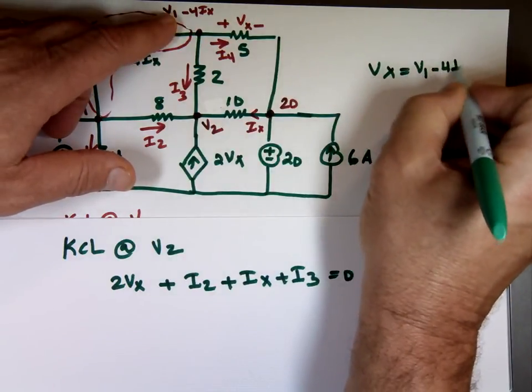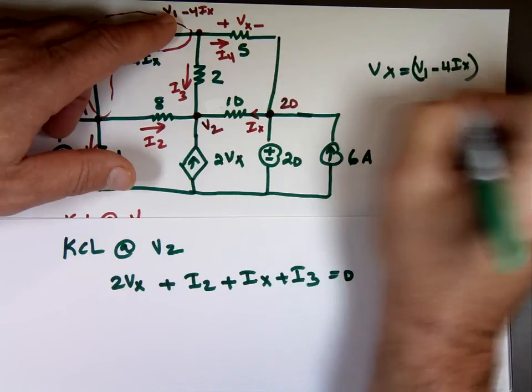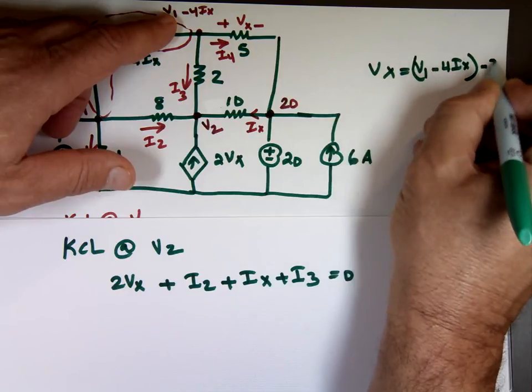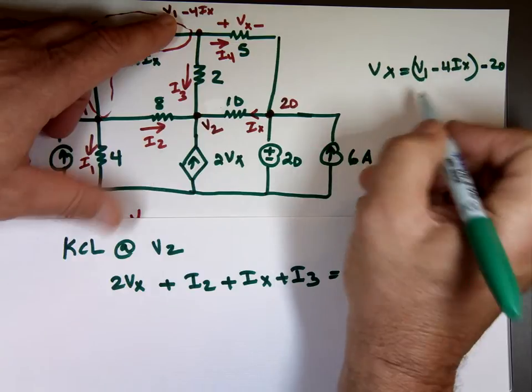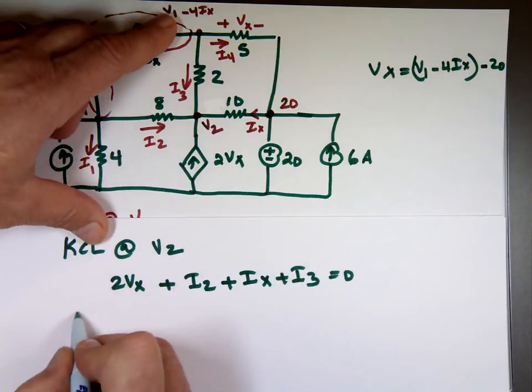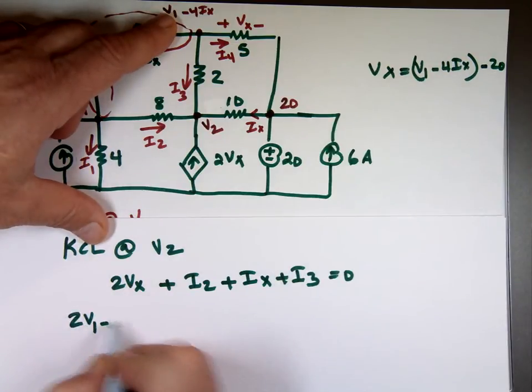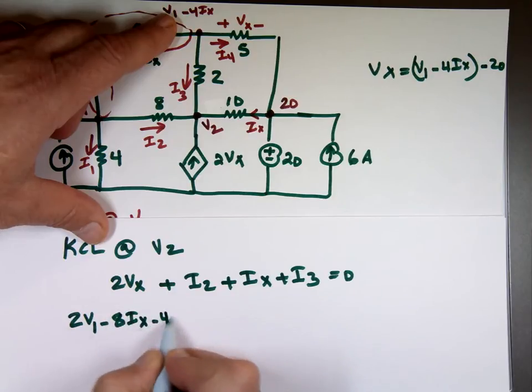Take away from it what? 20. So if I plug it in here, twice that number, that'll be what? 2V1 minus what? 8 I sub x minus 40. That's what this one is.